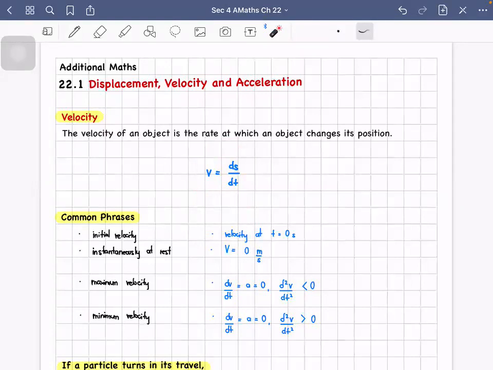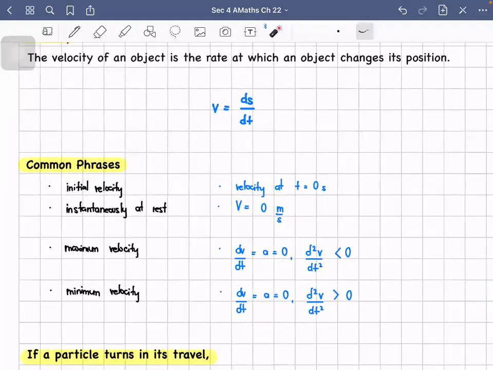And then what are the common phrases that we will encounter, class? If it says initial velocity in your question, velocity is at t is equal to 0 seconds. Initial means it's the start. And the next is instantaneously at rest. You will commonly find this in the questions in the book. So what does it mean when it says instantaneously at rest? Basically, the velocity is equal to 0, 0 meter per second.